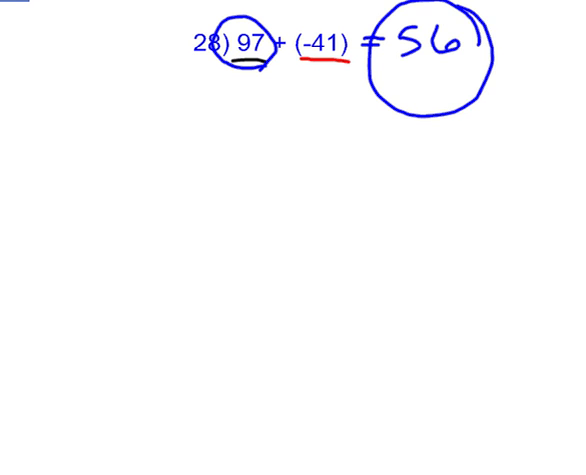28 is 97 plus a negative 41. Once again, this would be black, and this one would be red. So we're going to subtract these. 97 subtract 41 would give us 56. And we take the sign of the largest number. In this case, the largest number is positive, so our answer is positive 56.